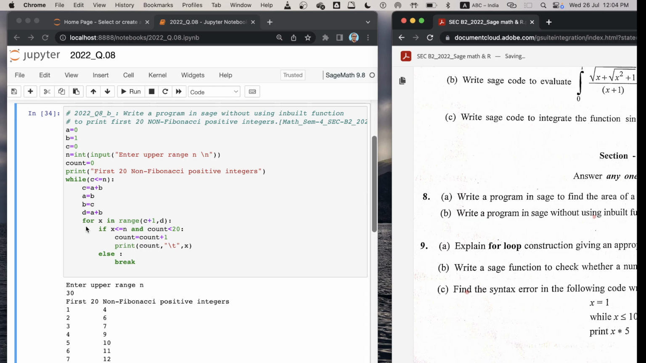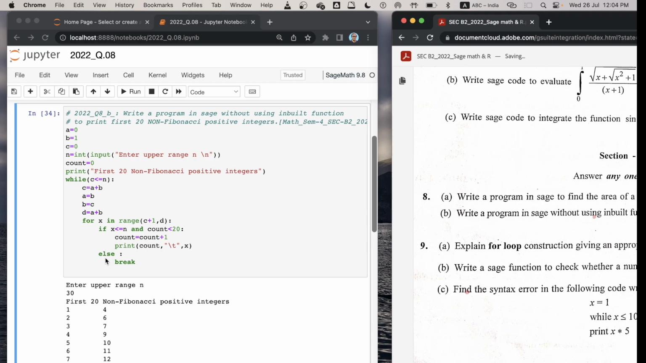This is the start of the for loop, and this is the indentation for this for loop. So this whole block is under the for loop. Next is the if statement. Only two lines are under this if. The first line's indentation is here, and the second line's indentation is here, for the if.